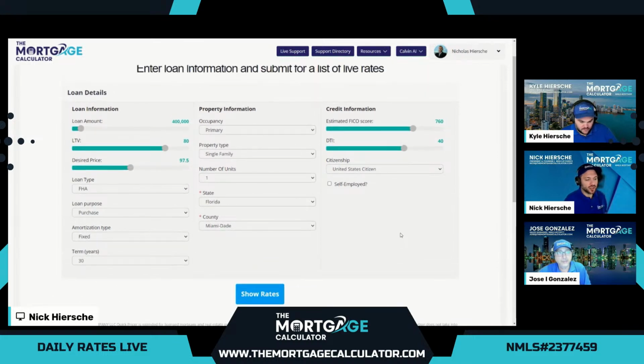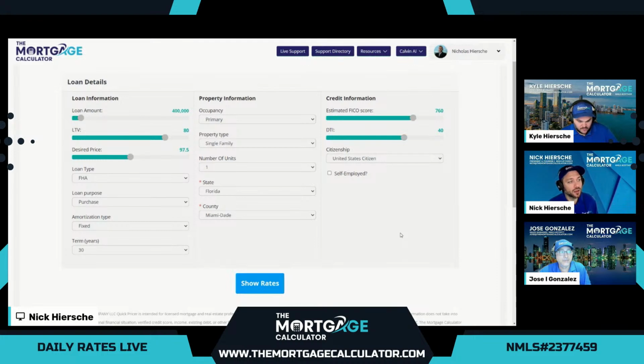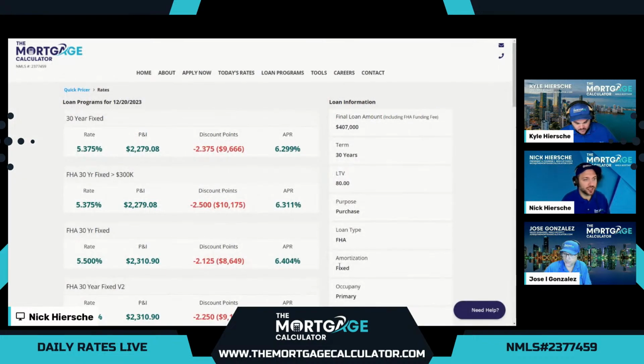FHA does allow more leniency on credit issues, as well as a much higher debt-to-income ratio. But for the demo, we'll keep everything exactly the same so we can compare apples to apples here. So let's see the FHA options this morning. And it looks like they went down just a touch as well.